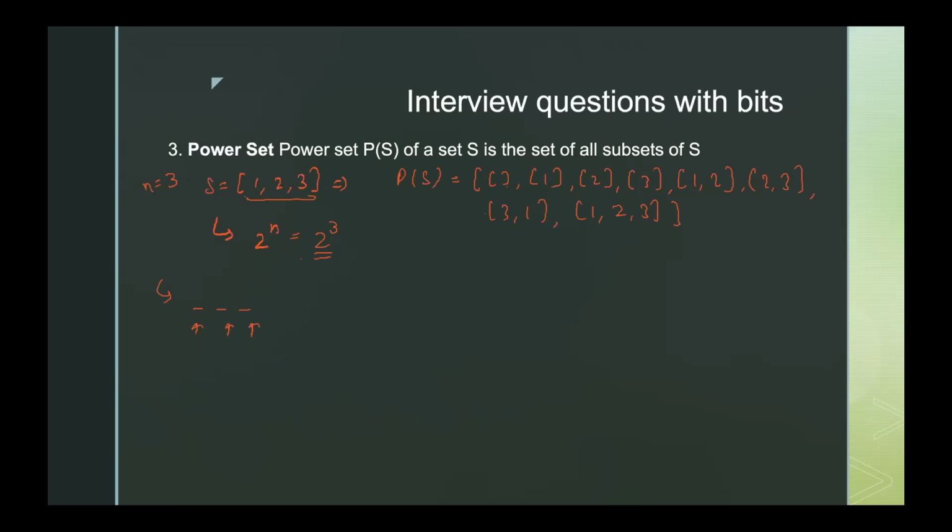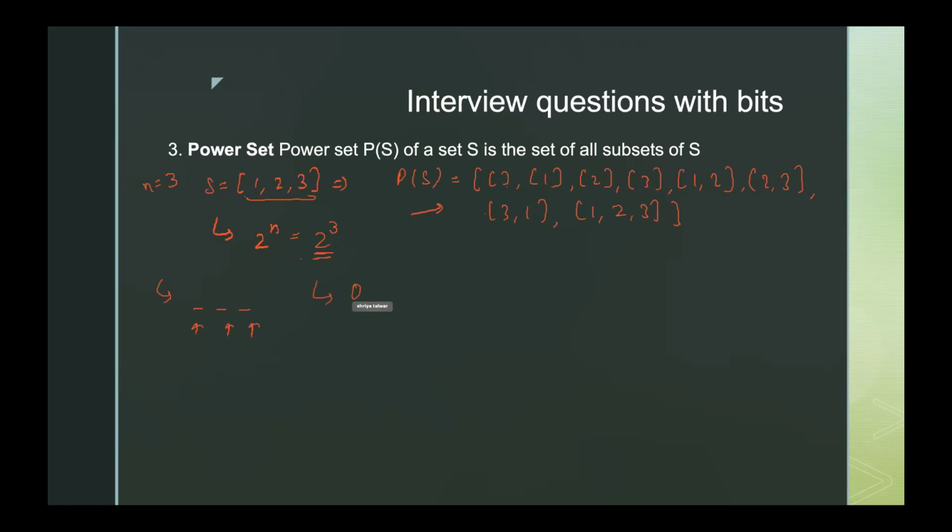And if we compare that to the power set, if the particular bit is set, then that number is going to be present in one of the subsets, and if it is not set, it is not going to be present in that subset. So suppose we know that it's 2 to the power 3, so we can have 8 numbers.